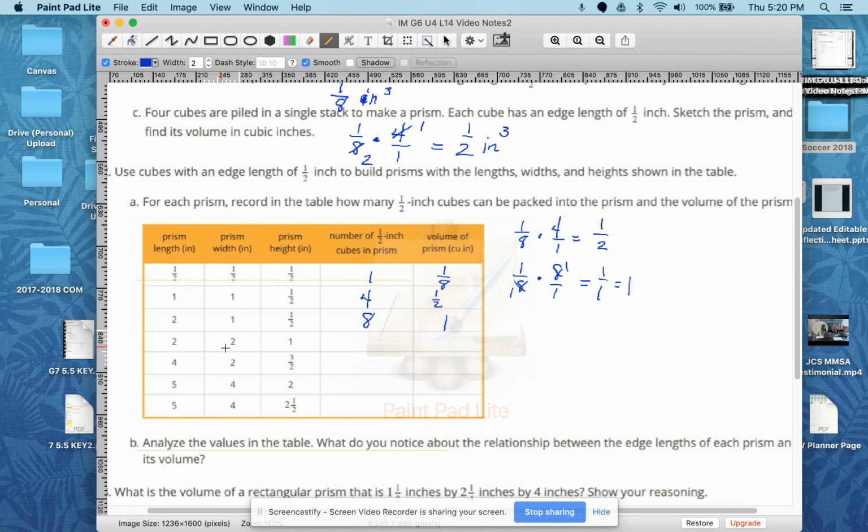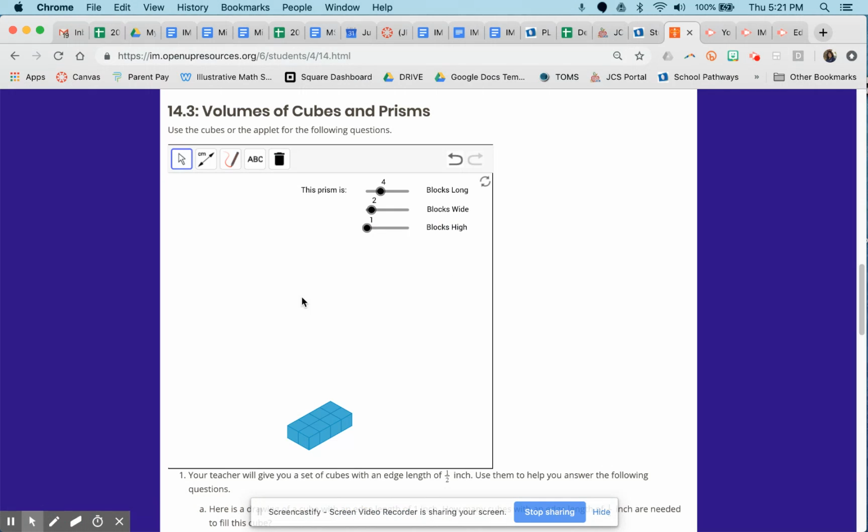Over here again, we're doubling everything. We keep the same length. We're going to double the width and we're going to double the height. We want 2 inches. Let me go back to our applet. There it is. So we want 2 inches wide. And now we want, how many inches? We want 1 inch high.